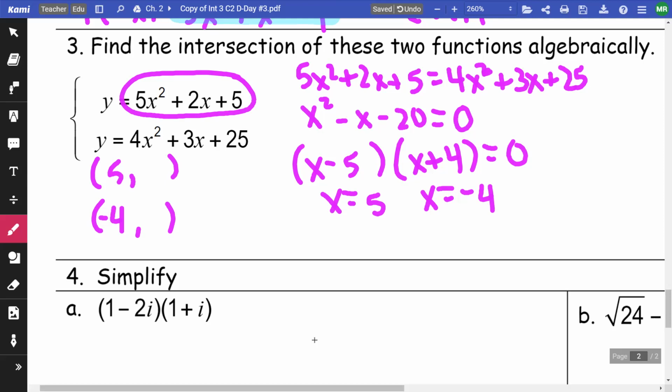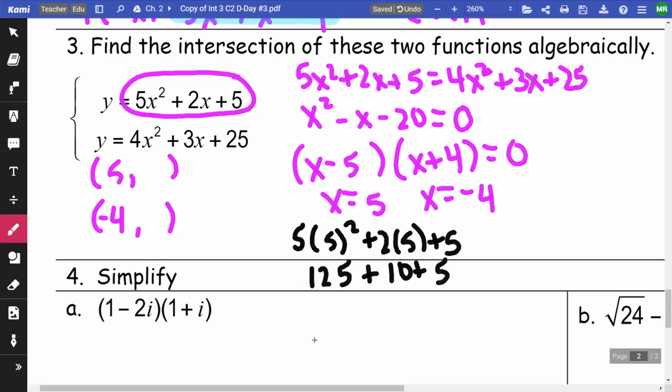I can do it on my calculator, but let me just do the math here. I'm going to have 5 times 5 squared plus 2 times 5 plus 5. So 5 squared is 25, and 5 times 25 is going to be 125, plus 10 plus 5. So I'm going to get 135 plus 5, so I'm going to get 140. That's a 0.